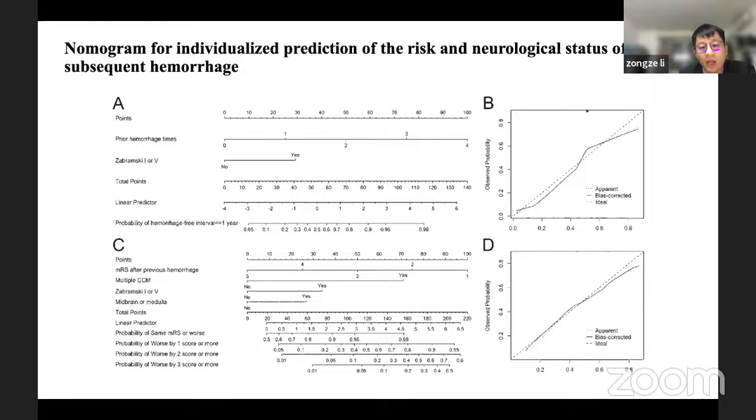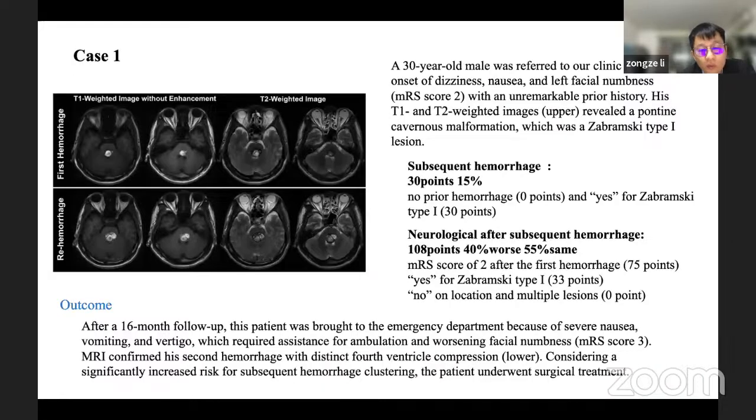If we face a patient, we can use this nomogram to predict the subsequent hemorrhage and the neurological status. Here is a patient: a 30-year-old male referred to our clinic with onset of dizziness, nausea, and left facial numbness. The MRI score was 2, and T1 and T2 images show a pontine cavernous malformation.